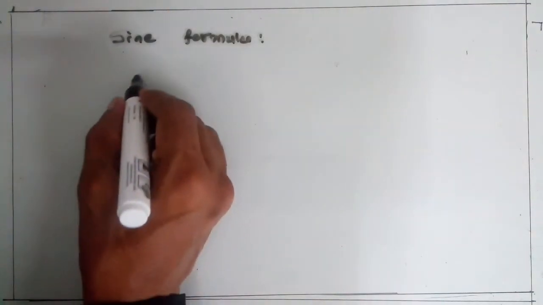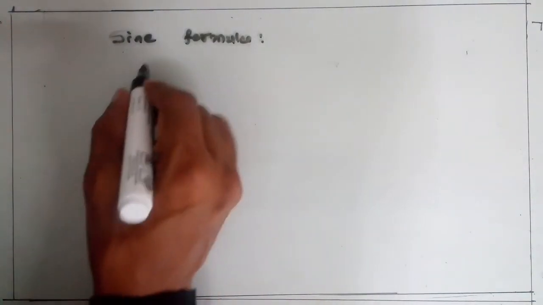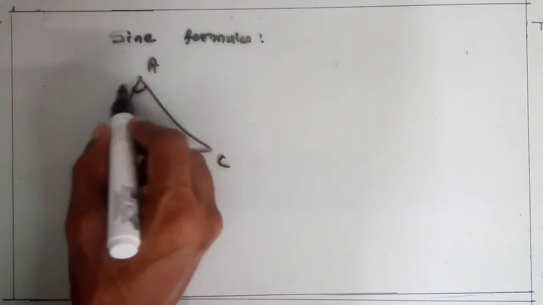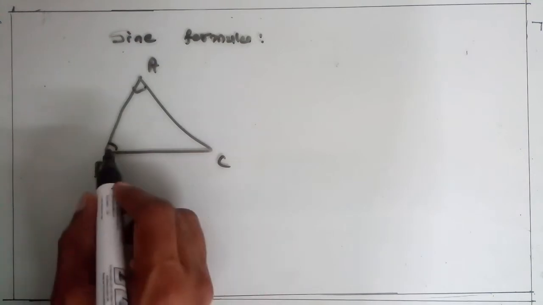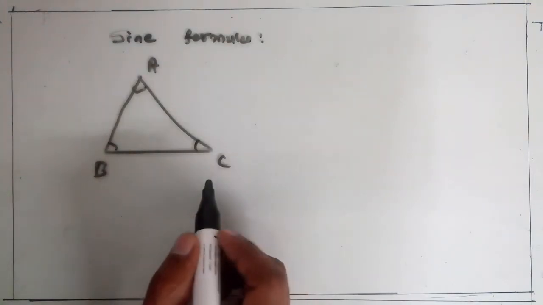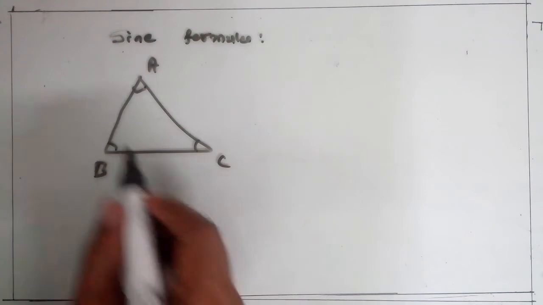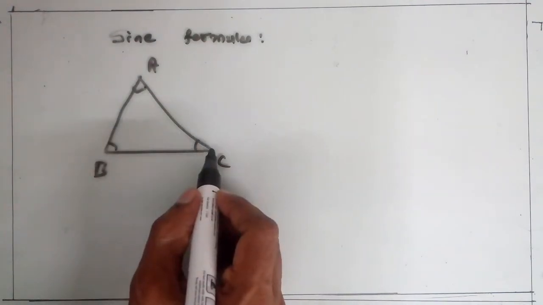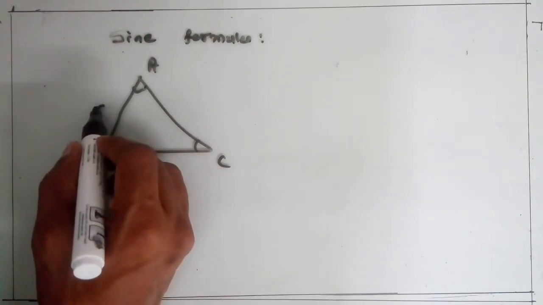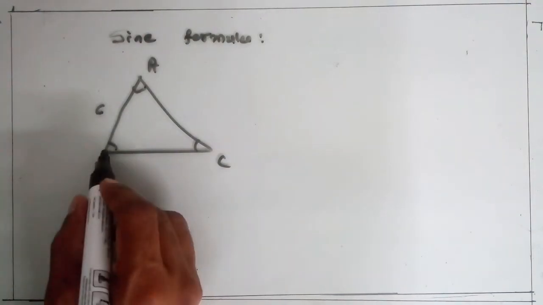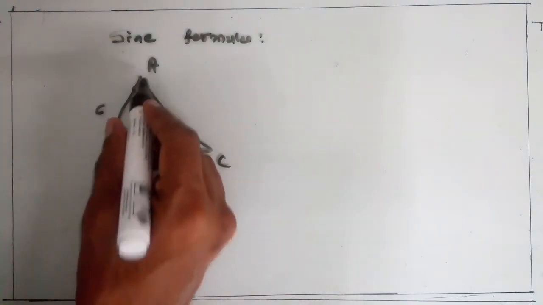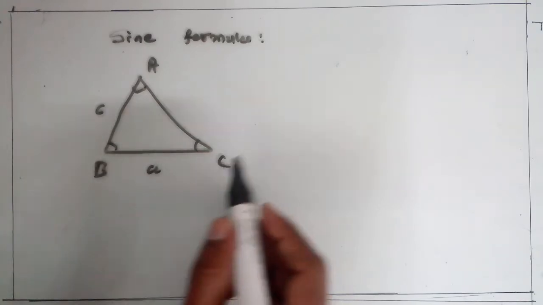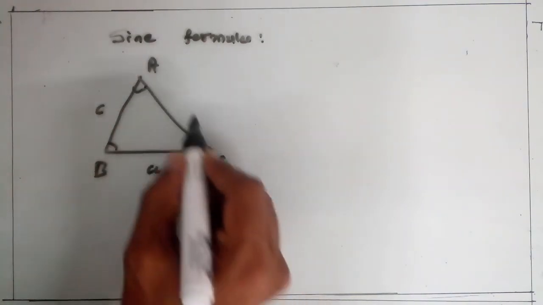Remember this. Let in a triangle ABC, the measure of angle A is capital A, the measure of this angle is B, and the measure of this angle is C. The length of AB is equal to, here AB is opposite of angle C, so take the length of AB equal to c. Similarly, BC is opposite of A, so take small a, the length of BC is equal to small a, and the length of AC is equal to small b.